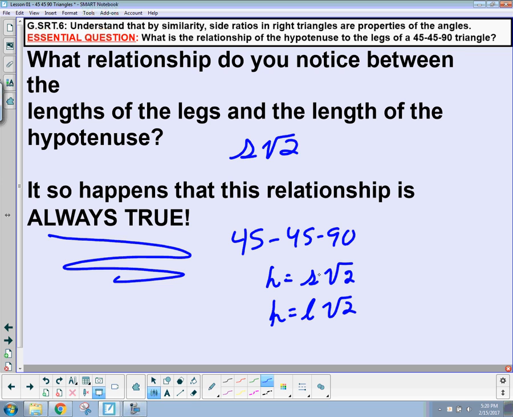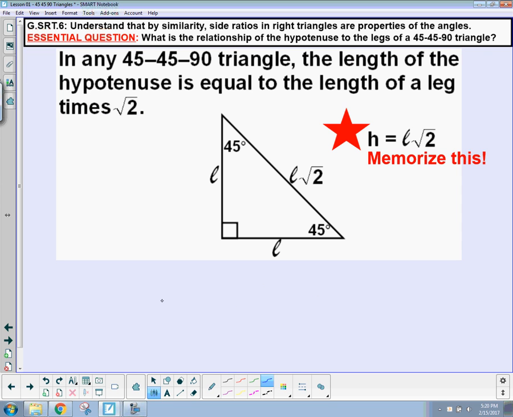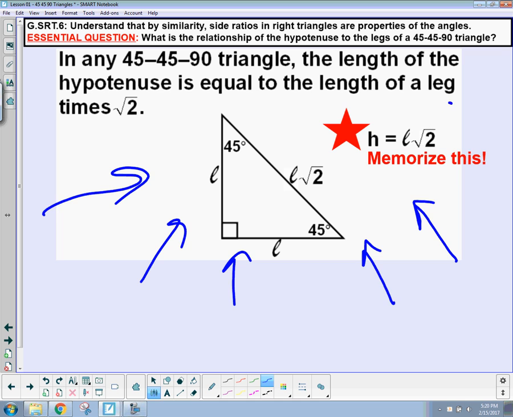Guys, you're going to need to memorize this. So you may want to jot this down on the next blank page. When I say next blank page, I mean, don't forget, we got to make a unit. And this is going to be units.